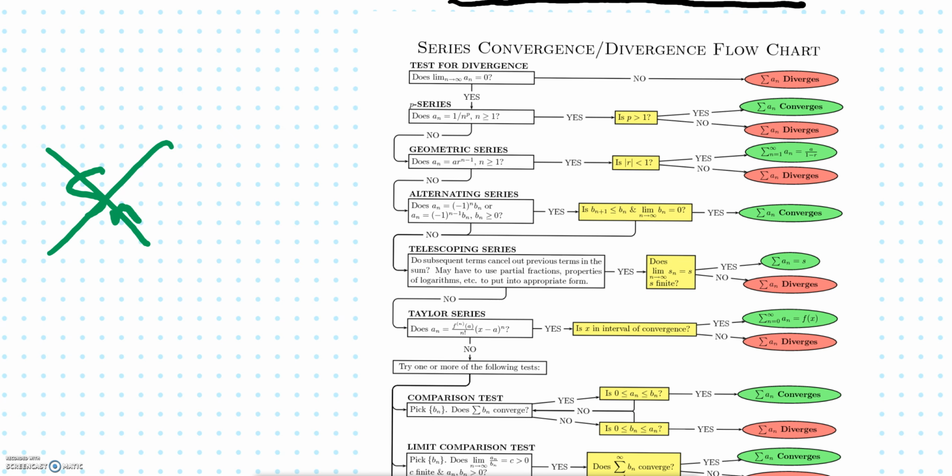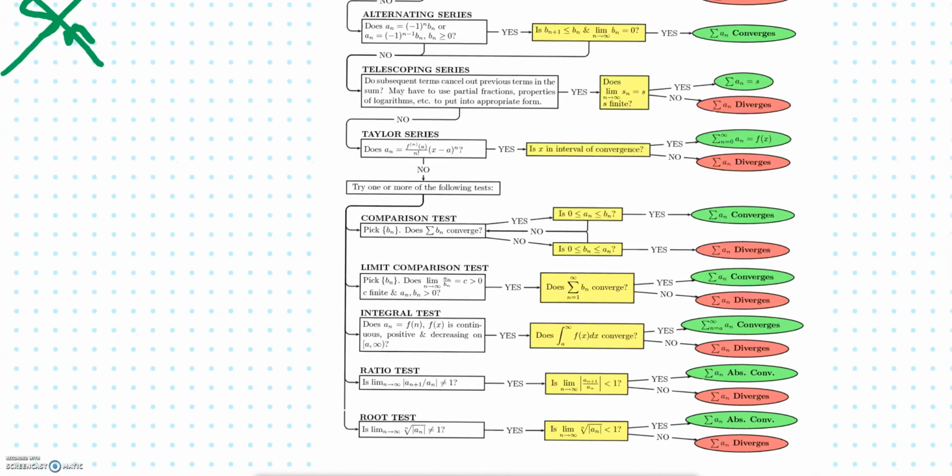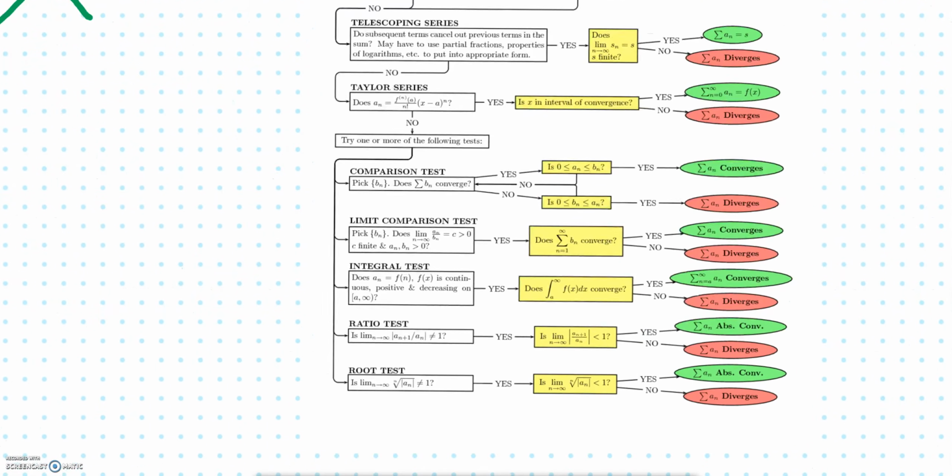We learned a test for divergence, we learned p-series, geometric series, alternating series, and telescoping series was in here as well. Telescoping series, however, was one of the rare ones that we actually had to go for an nth partial sum. We haven't learned Taylor series yet, but we will get to that in just a moment. There's also the comparison test, limit comparison test, the integral test, and the ratio test.